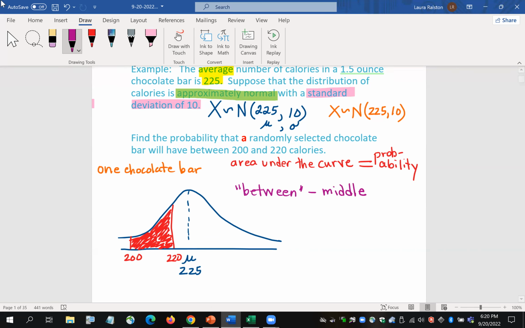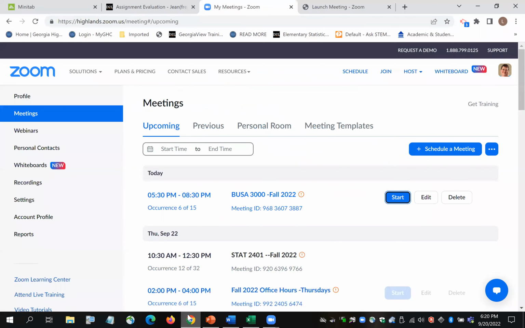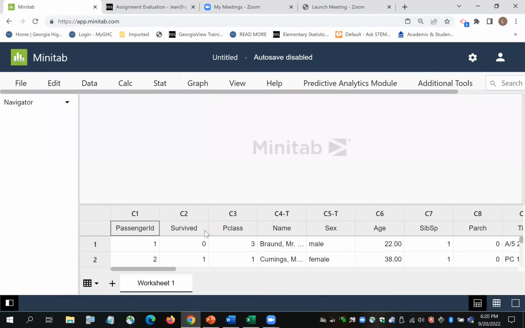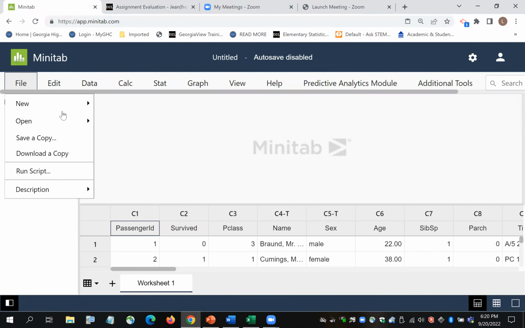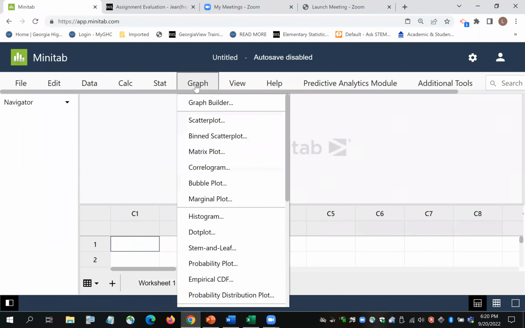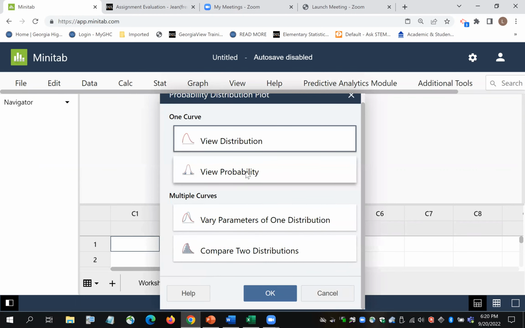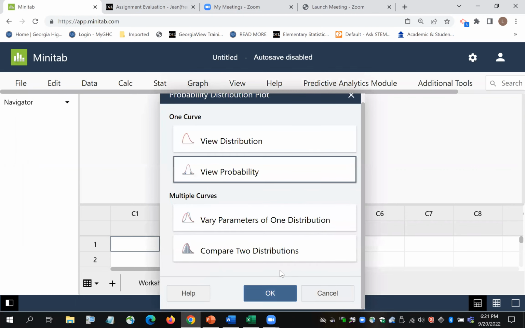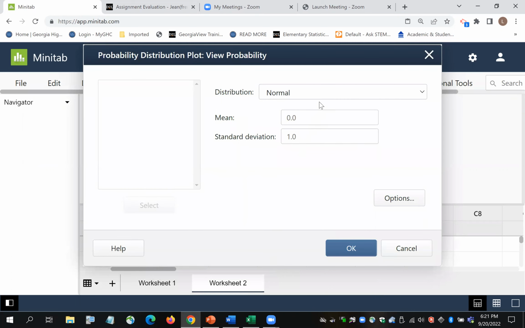So I'm going to go out to Minitab. And let me get a new worksheet. I don't really need one, but I'm going to go to Graph, Probability Distribution Plot, View Probability, click OK. It is a normal distribution. We were told that the mean was 225 and the standard deviation is 10.